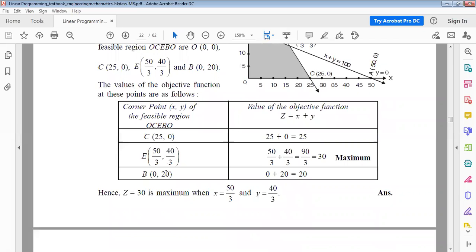The corner points are given in the first column, and the value of z, that means the objective function, is calculated. Putting x equals 25 and y equals 0 in the objective function, we get 25. And putting x equals 50 by 3 and y equals 40 by 3 in the objective function, we get 30. So the maximum is 30 kilometers here. Okay, so the maximum is attained at the point 50 by 3 and 40 by 3. So if x equals 50 by 3 and y equals 40 by 3, then the young man can travel a maximum distance of 30 kilometers.